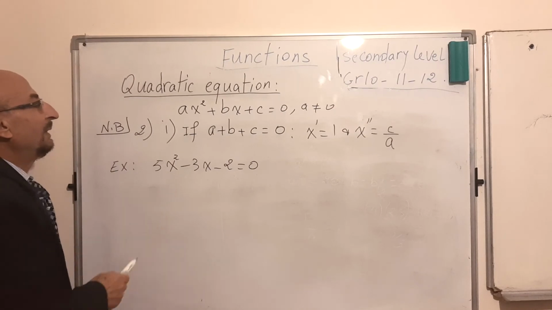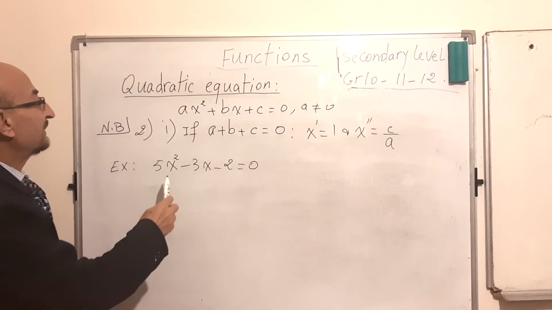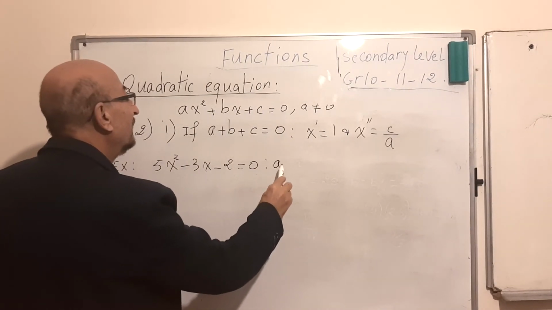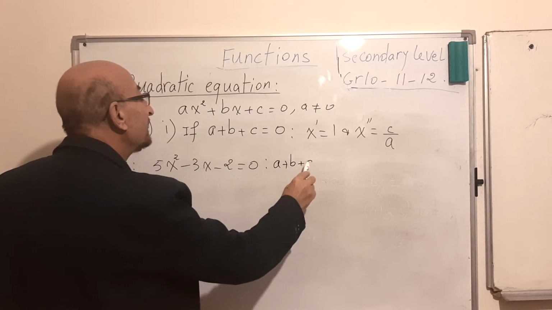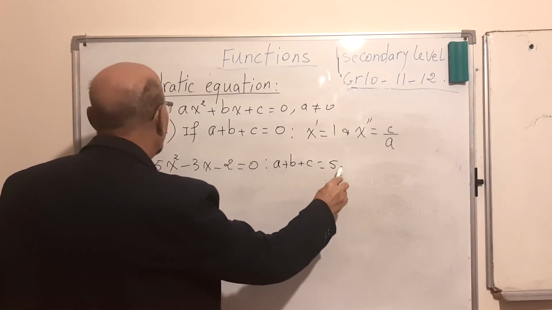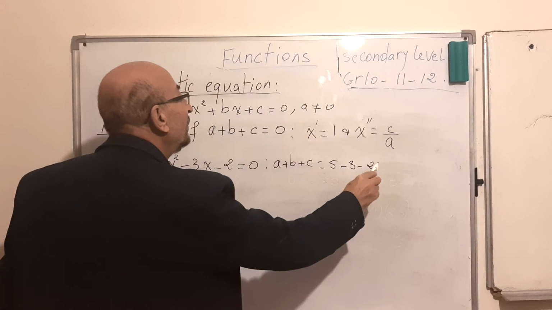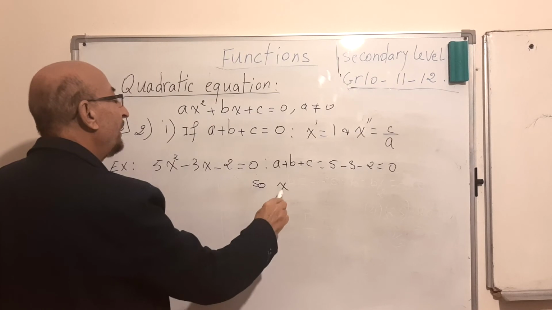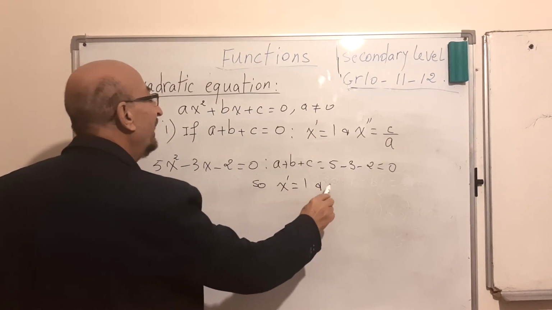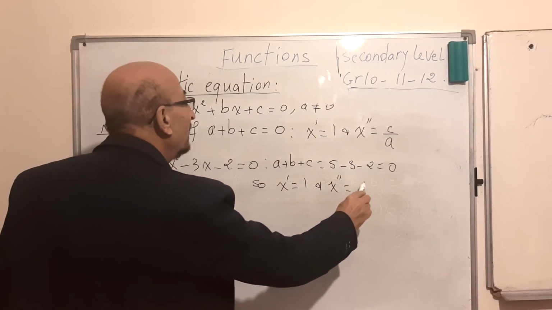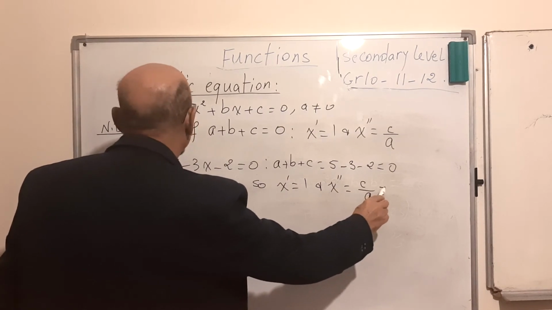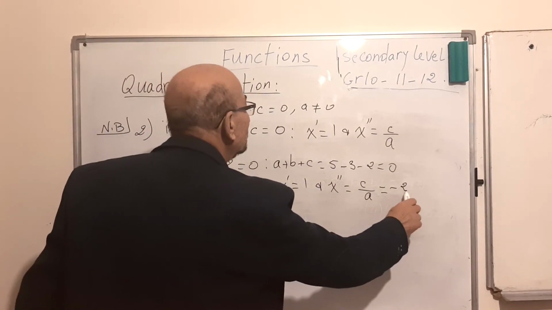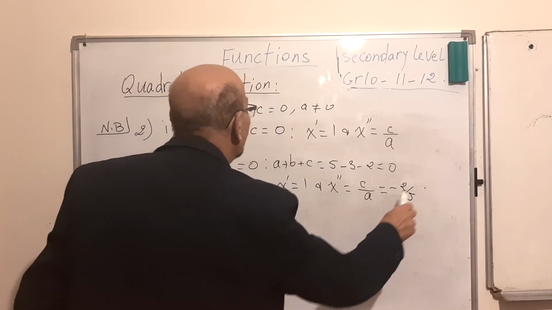For example, consider the equation 5x2 minus 3x minus 2 equals 0. We have a plus b plus c equal 5 minus 3 minus 2 equals 0. So x prime equal 1 and x double prime equals c over a equal minus 2 over 5.